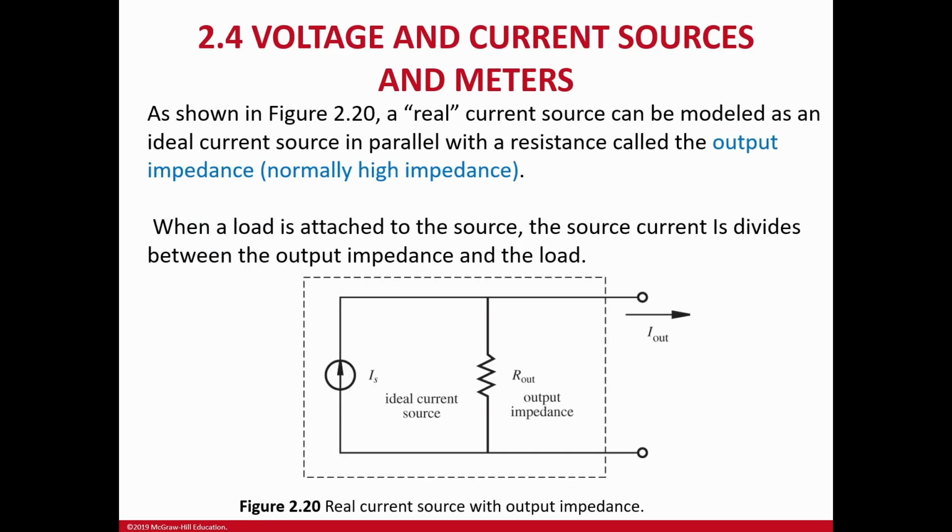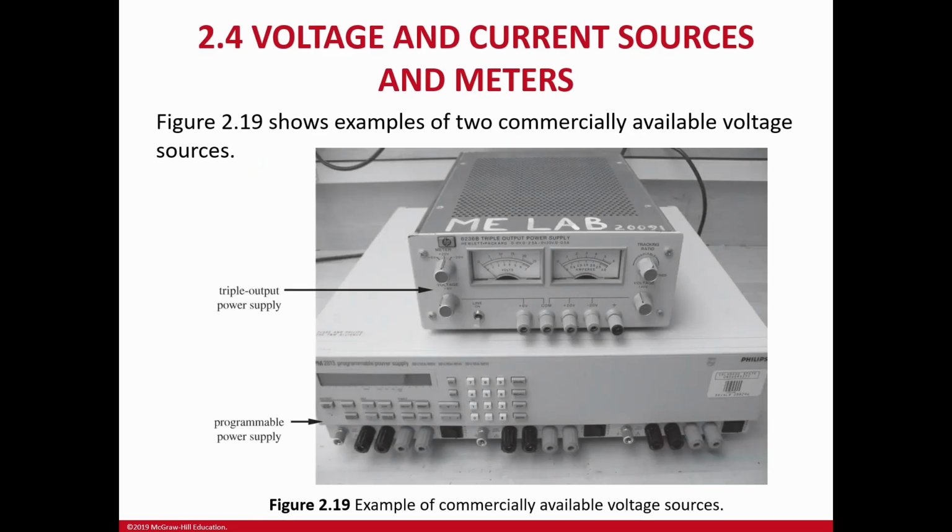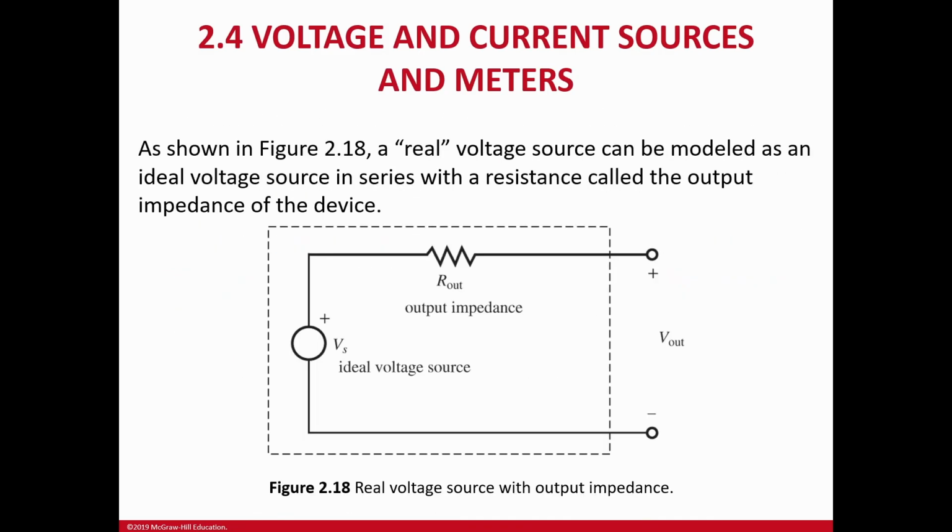Yeah, so this is the current source. Okay. And I said the ammeter is very similar to the voltage source, right? Because the ammeter is over here, and the current flows into the ammeter. So this is called input impedance. Yeah, it's different from the voltage source. The voltage source provides the voltage, right?